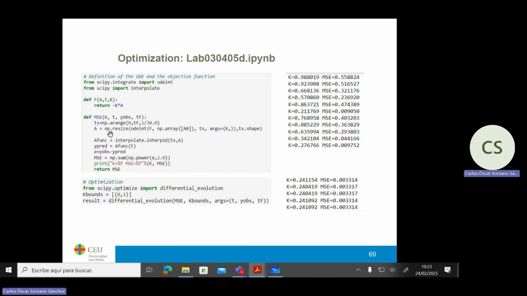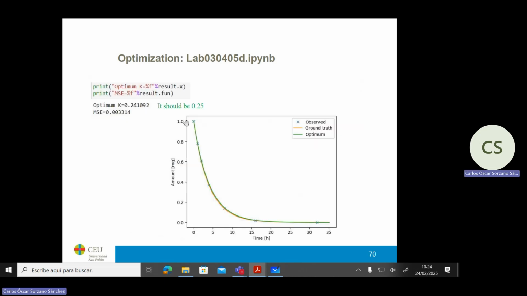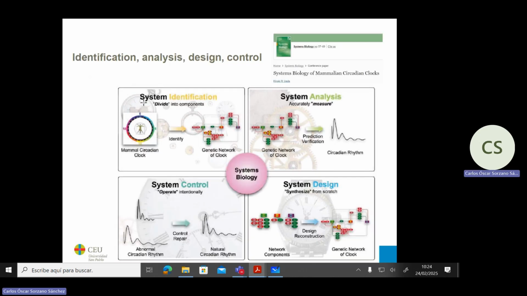And here we have that problem in a notebook. And then what is the ground truth? What is the value that you have found? So the optimum was this one. It should be 0.25, and this is what we have found. And all this is called identification. So parameter identification, or system identification, is estimating the parameters.